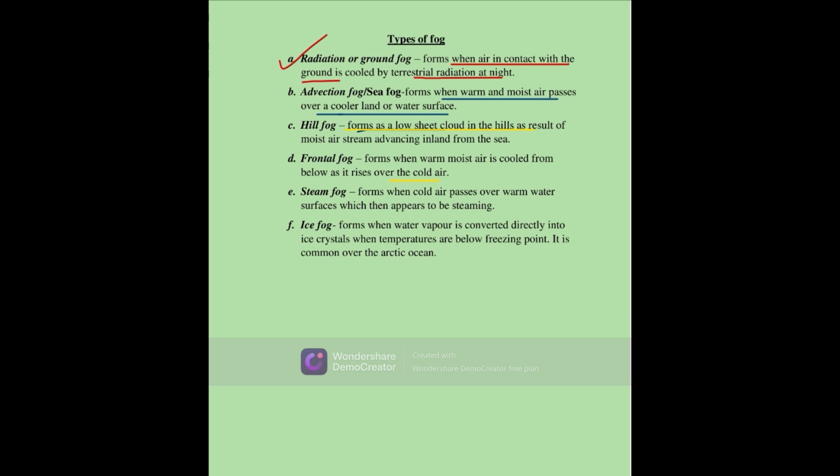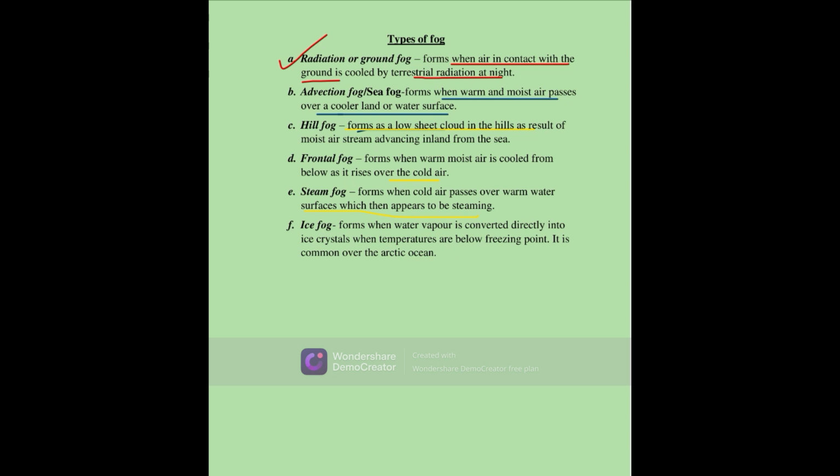Let's move to the other type, which is steam fog. Steam fog is formed when cold air passes over warm water, which then appears to be steaming. You'll be able to see this very early in the morning or late evening on the surface of a water body.